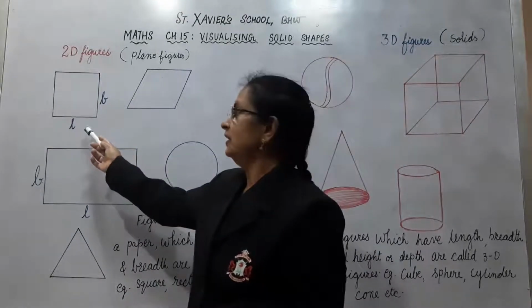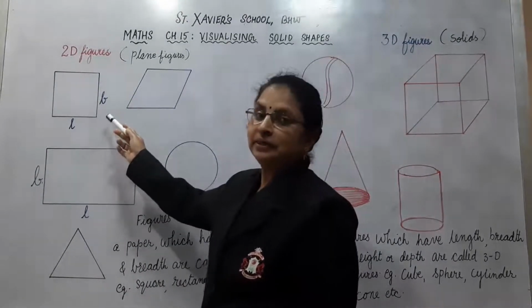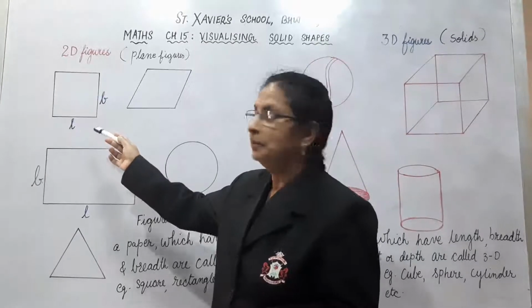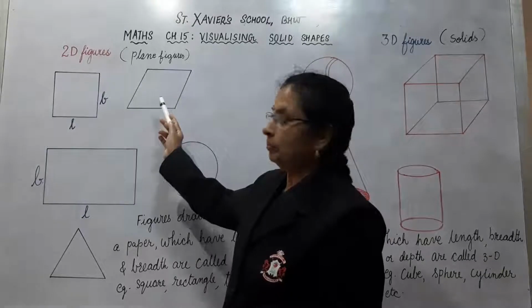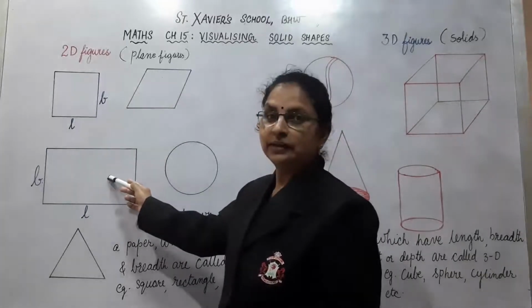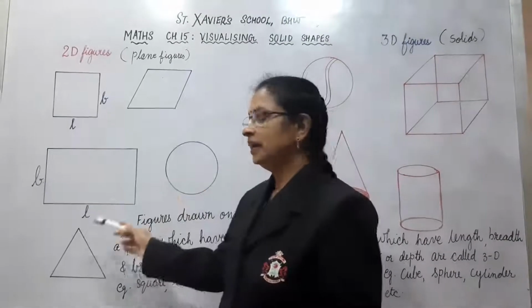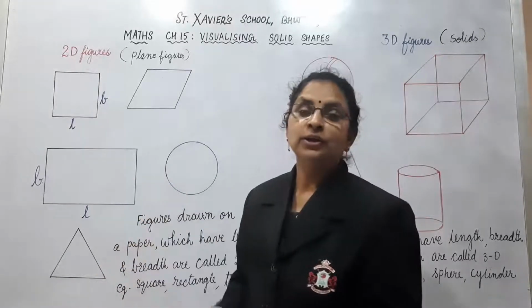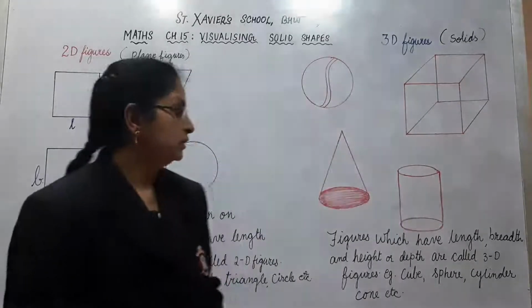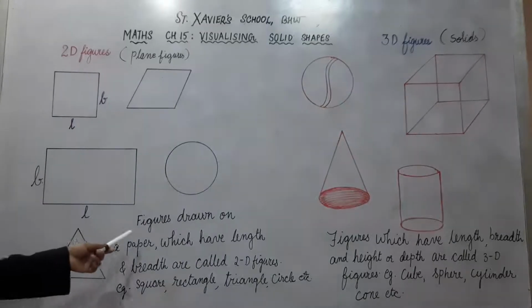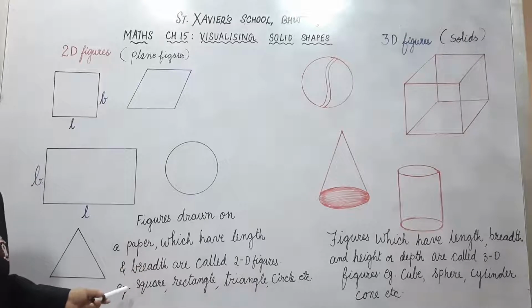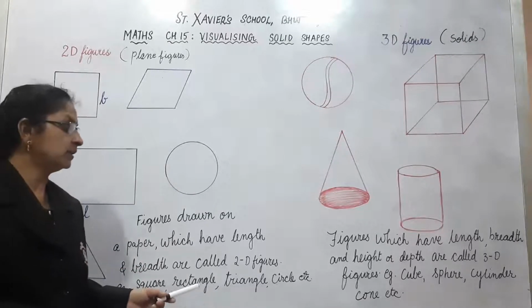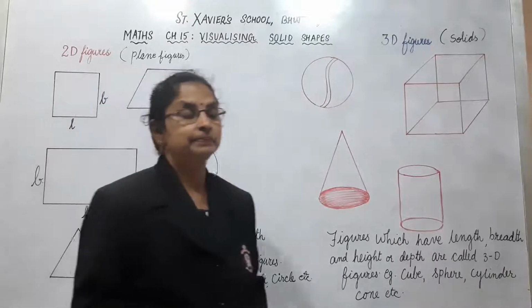Look at this square, it has length and breadth. In a square, length and breadth are the same, but two dimensions are there. This is a rhombus, this is a rectangle, a circle, a triangle. All these are two-dimensional figures. So we can say figures drawn on a paper which have length and breadth are called 2D figures or plane figures. For example, square, rectangle, triangle, circle, etc.